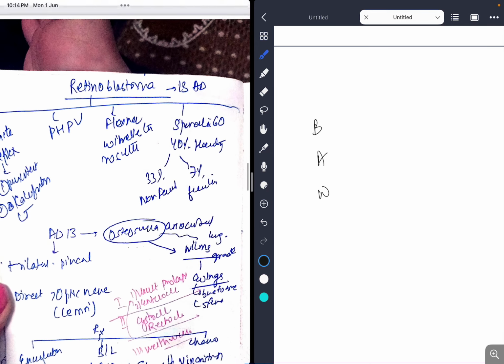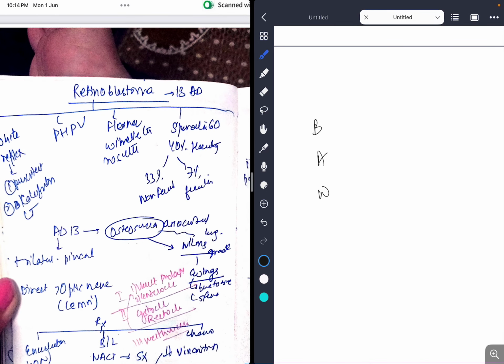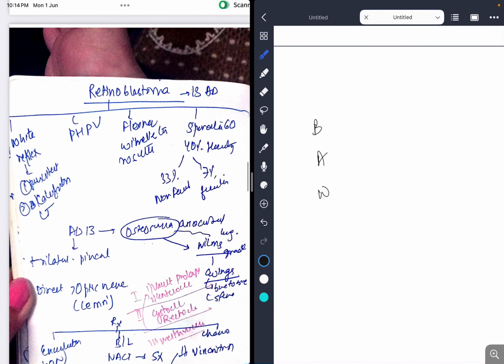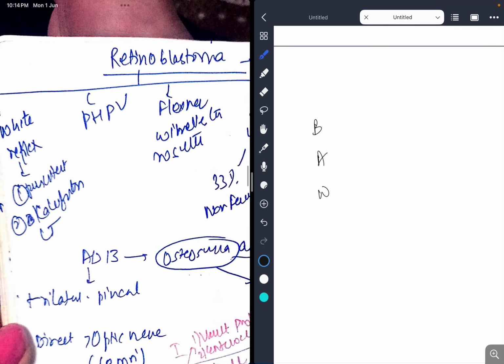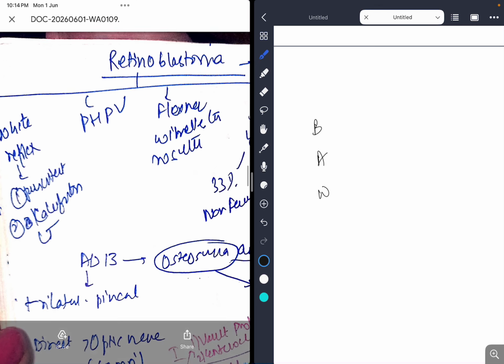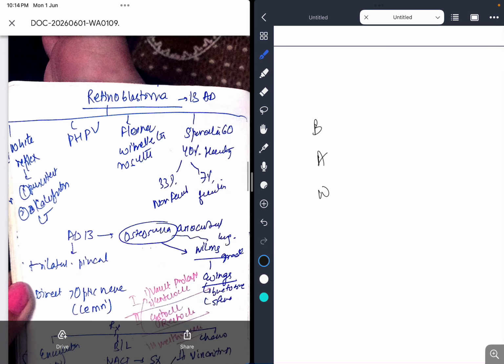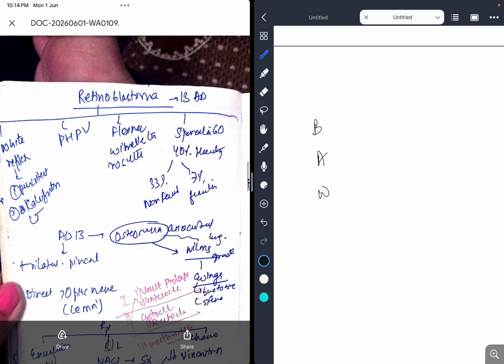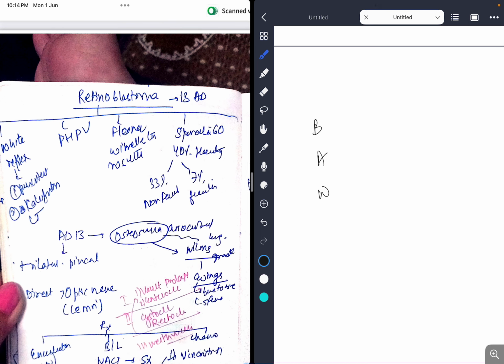retinoblastoma. So, retinoblastoma is associated with chromosome number 13. It is autosomal dominant. It is associated with white reflex, and white reflex is due to the calcification which is present in the retina. Okay, that gives you a white reflex. It can also be associated with persistent hyperplastic primary vitreous, PHPV. And very important, you have to look for Flexner-Wintersteiner rosettes. Okay, so are they true rosettes or are they false rosettes? That you will tell me, all the types of rosettes and where they are seen.